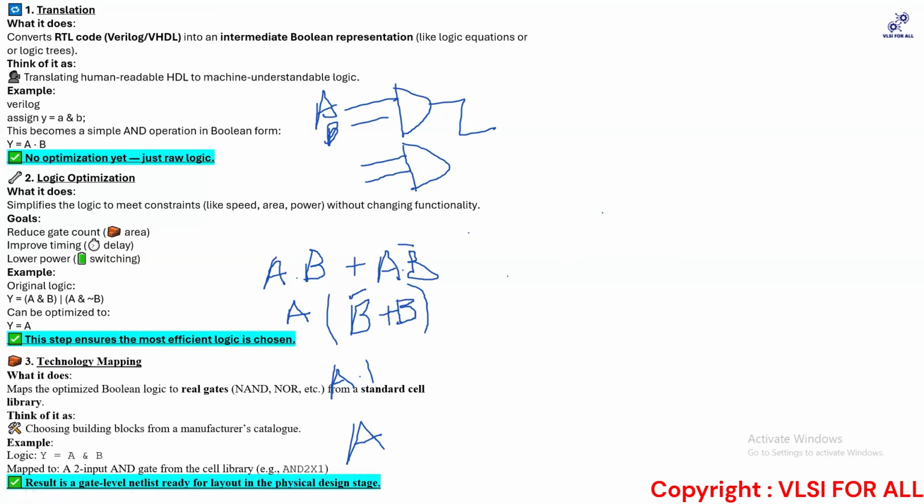Okay. So then there is a step called technology mapping. See, what happens is, when you are developing an RTL code, the person who is writing this RTL code has nothing to do with what tech node you are going to use. If you go into tech nodes, this is a very vast topic. I'm not going to touch on it.